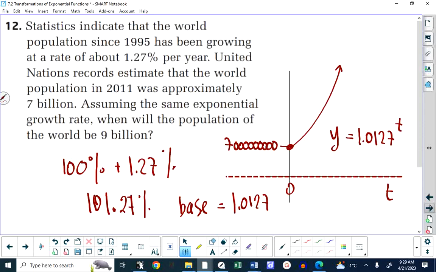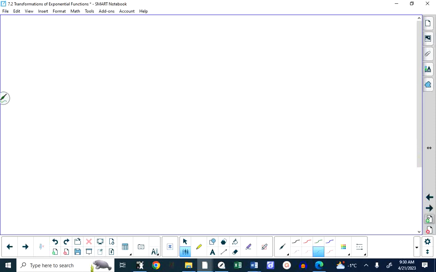So how do we create a function that will still have that growth rate of 101.27%, but the y-intercept will be 7,000? The answer is we kick this to the curb and we say it's y equals 7 billion times 1.0127 to the t. And I don't know why I didn't just write 7 and say the y-axis is in billions. So that was the other thing we learned, and we're going to extend that today. But the other thing we learned is when you do that, you get this function.